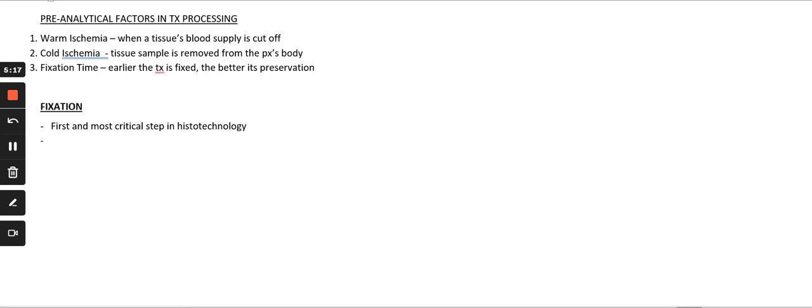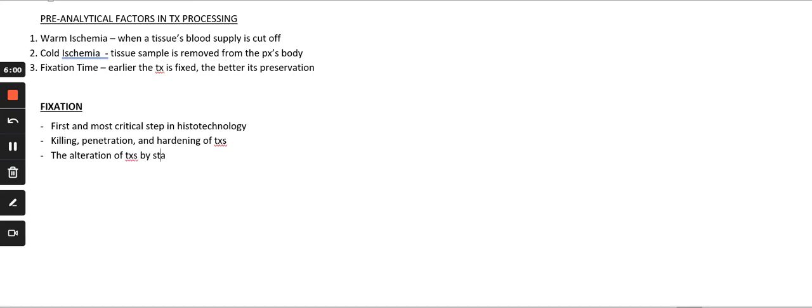Okay? Now, its definition is the killing, penetration, and hardening of tissues. Now, that is its classical definition. Now, we have a modified one, but it's basically the same, just with some alterations, right? So, it's currently defined as the alteration of tissues.